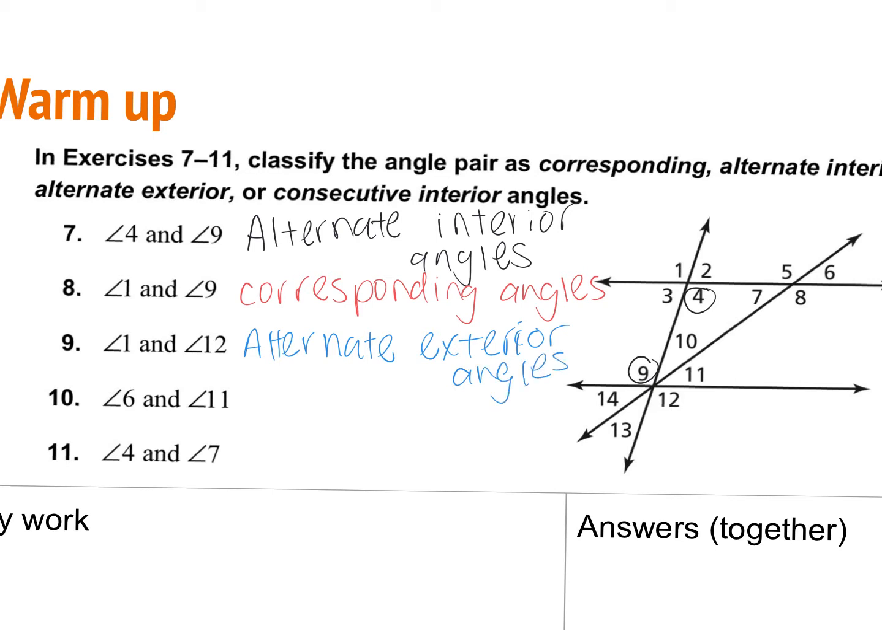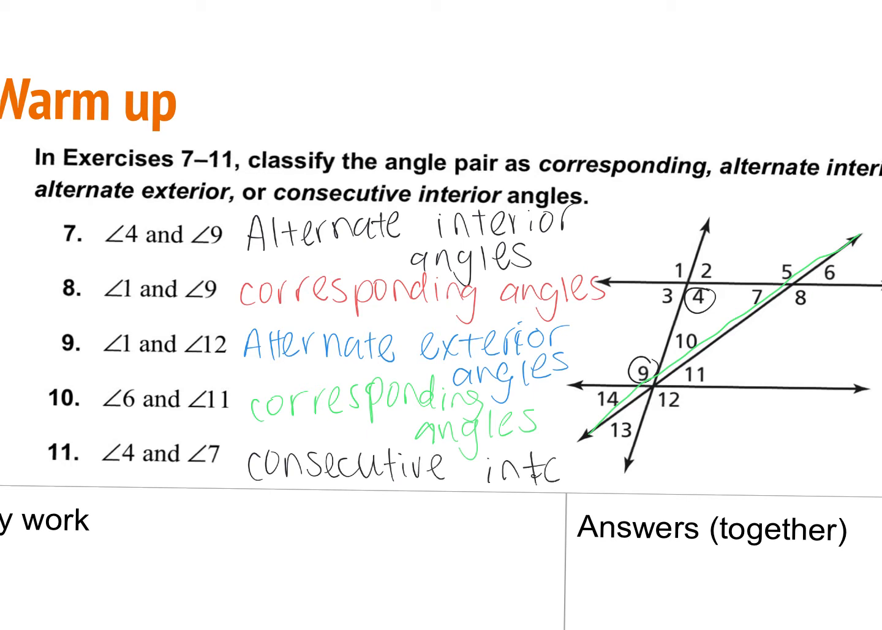Okay, what did we get for 6 and 11? 6 and 11. Marcus? Yeah, corresponding. Our transversals changed there. Do you guys see that? This should have been your transversal now. So 6 and 11 are in the same spot. So corresponding angles. Did anyone get the last one? 7 and 4. Hayden? Very good. Consecutive interior angles.